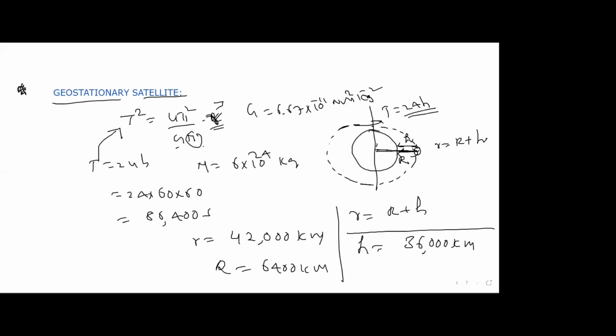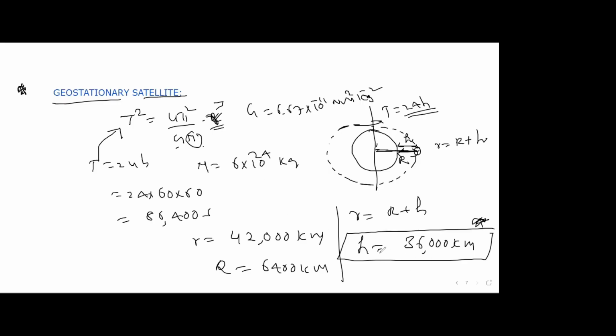Therefore, the height of a geostationary satellite from the surface of the Earth is of the order of how much? Some 35,800 kilometers, with some change. Nearly, you can take 36,000 kilometers as the height of a geostationary satellite from the surface of the Earth. From the center of the Earth, it is nearly 42,000 kilometers.